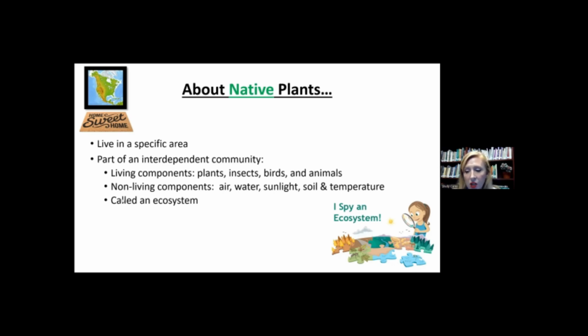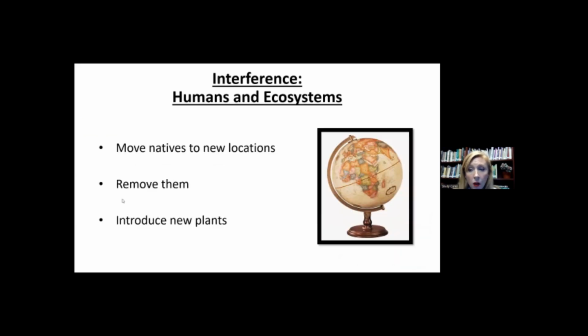So how did it come to be where we're at the point where invasives are so prevalent and we need to be worried about keeping all of these native plants in our ecosystem and maintaining the ecosystems the way that they are? Interference. When settlers arrived, humans began to have an increasingly significant role regarding ecosystems because of those settlers. Those settlers moved natives to new locations. They removed them altogether. And then they also introduced new plants.